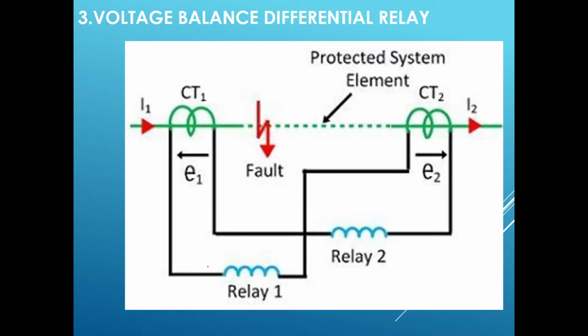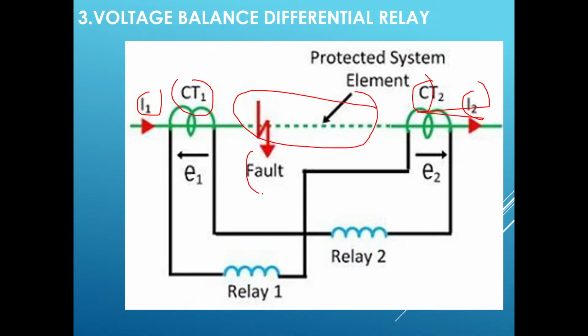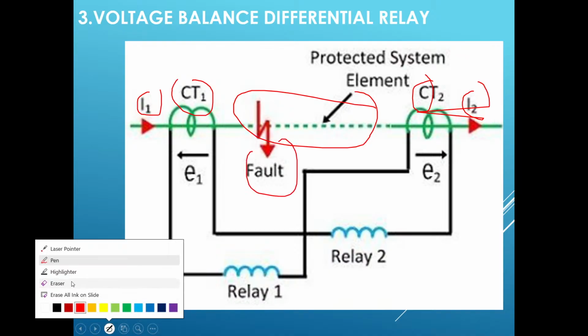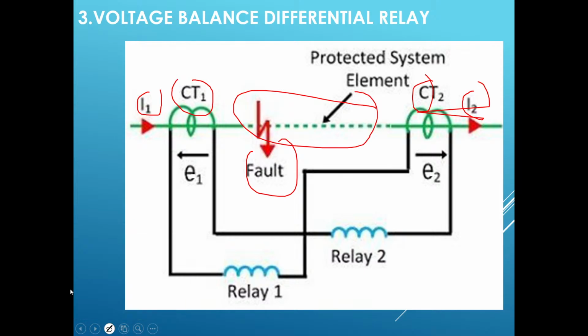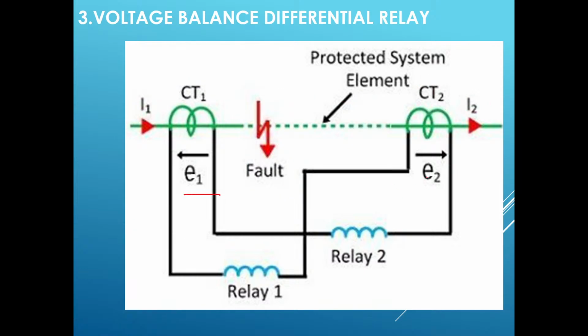Next, voltage balance differential relay. In this voltage balance differential relay, you can see this is the element that is to be protected. Again, there are two CTs, CT1 and CT2, and I1 is the entering current, I2 is the leaving current if an internal fault occurs. E1 is the induced EMF across the secondary of CT1, and E2 is the induced EMF across CT2.